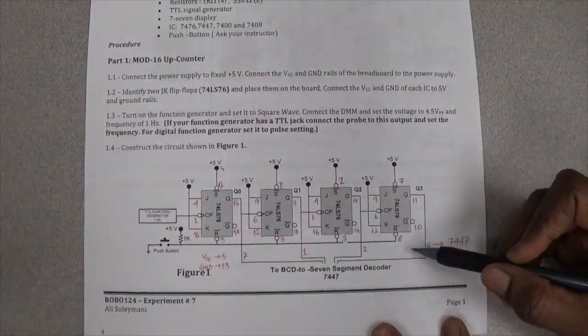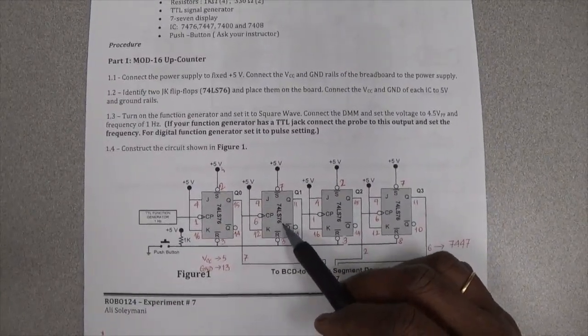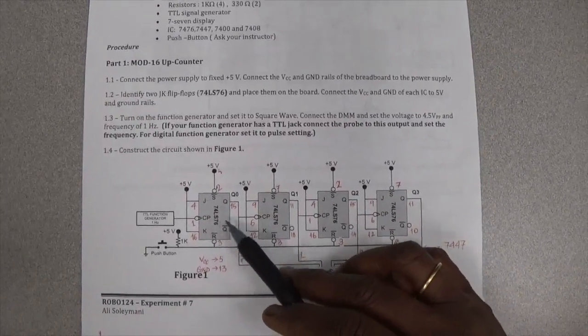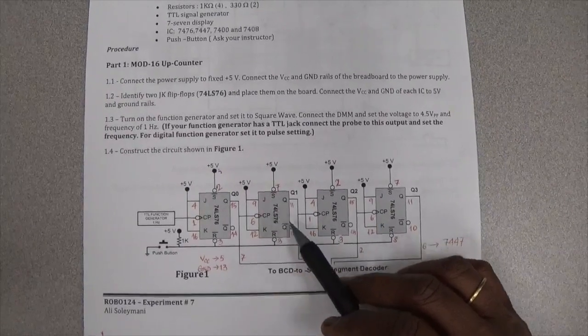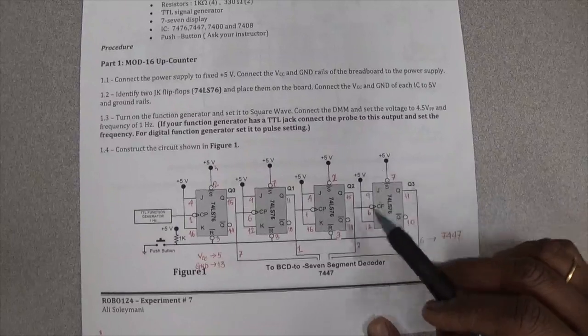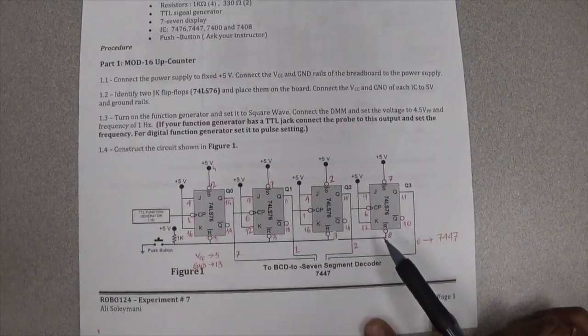We are going to build this circuit. It has two 7476 ICs. 7476 ICs are dual, so two JK flip-flops are going to be available in each of the ICs. So one will have two of them, the next one two of them. I have put the pin numbers for you to make connections.